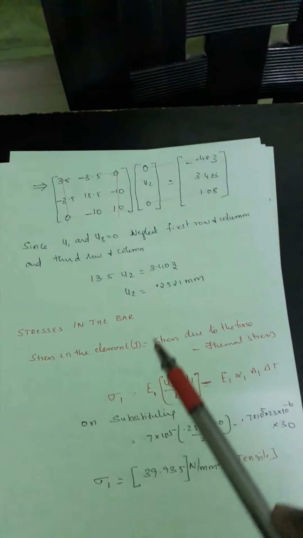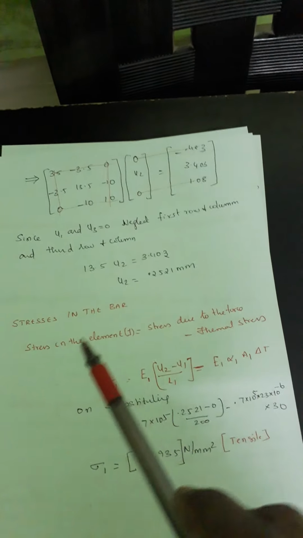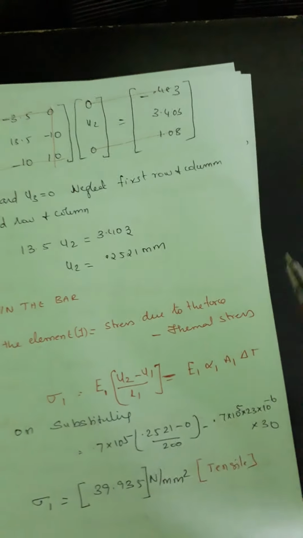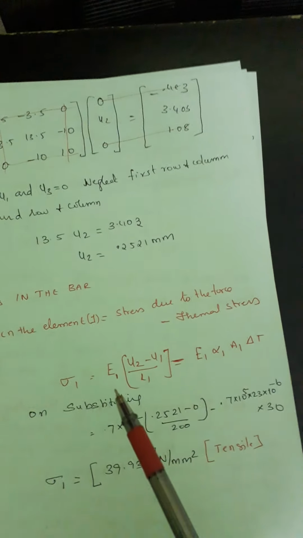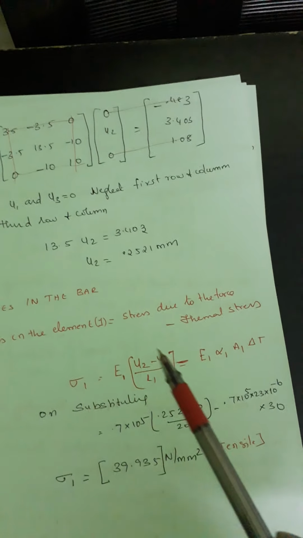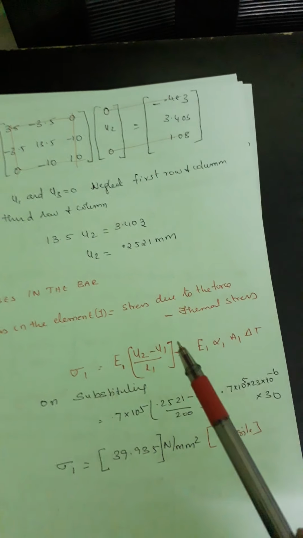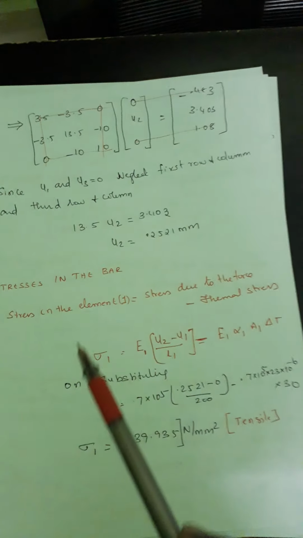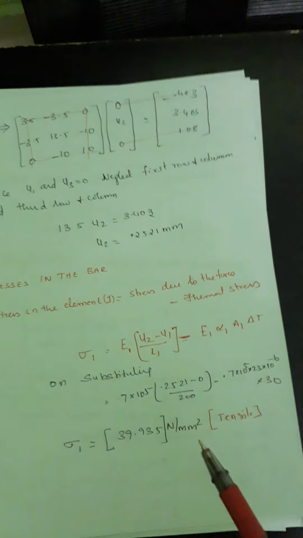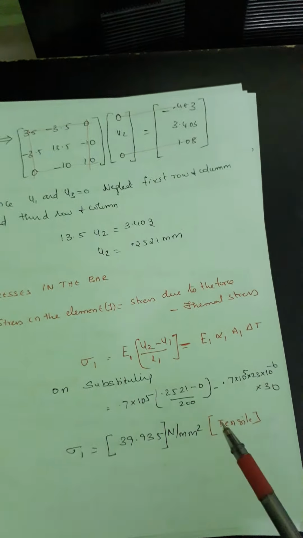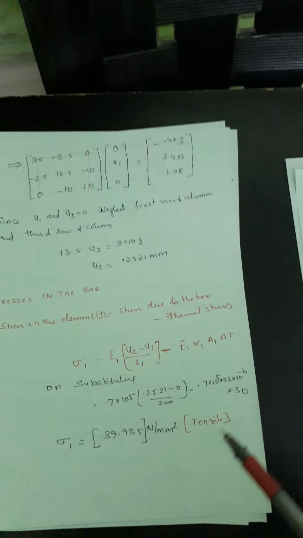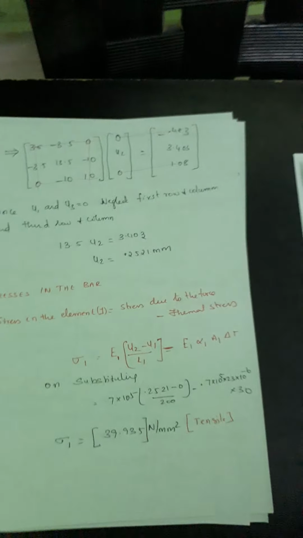Now I have to find the stresses in the bar. The stress in the element is the stress due to the forces minus the thermal stresses. The stress due to the 4 kilonewton force is the extension of the bar due to the force. For element 1, that is U2 minus U1 by L1, times E1, minus the thermal stresses, gives the stress in the first element. You got a positive value, so it is tensile. So element 1 is extending, it is in tension.